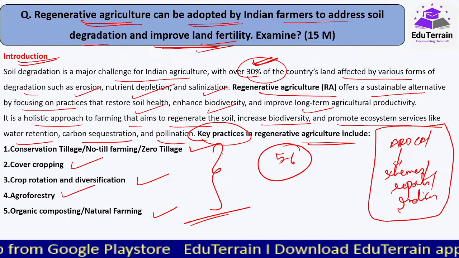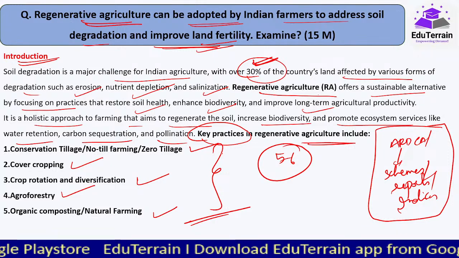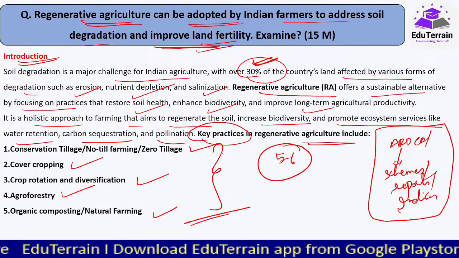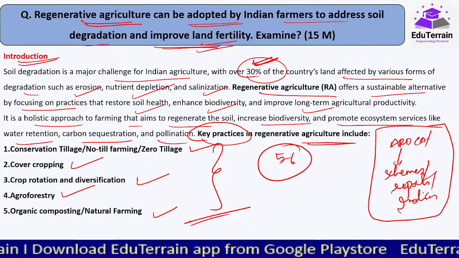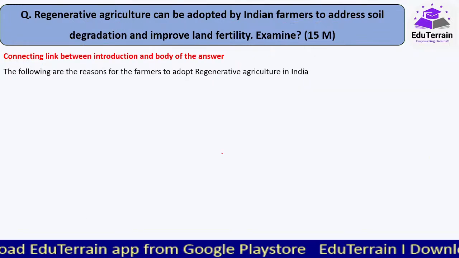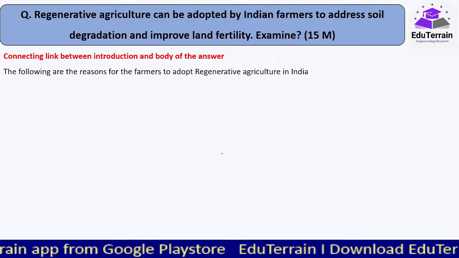And 3, we are showing the definition or the meaning of regenerative agriculture and how its practices, and what are the various practices. Okay, here you can stop the introduction. Now introduction is complete. Next is the connecting link between introduction and the body of the answer.